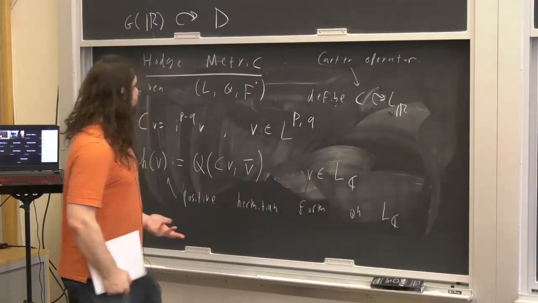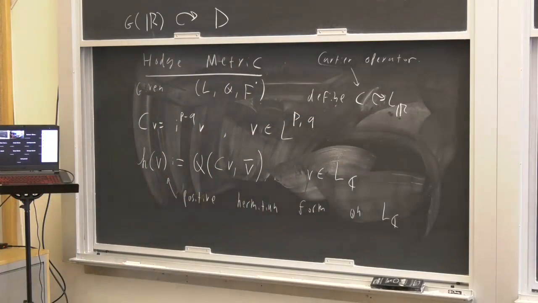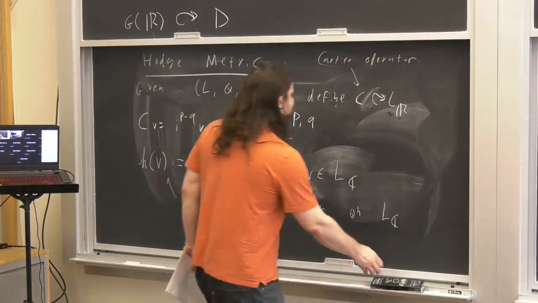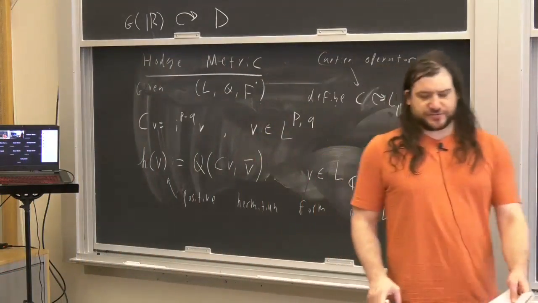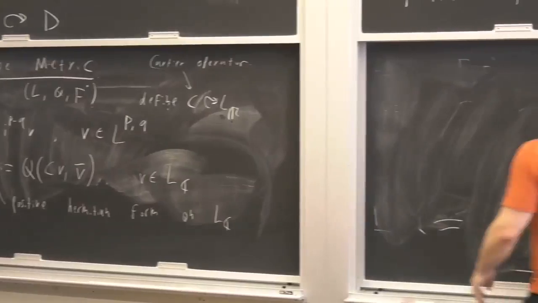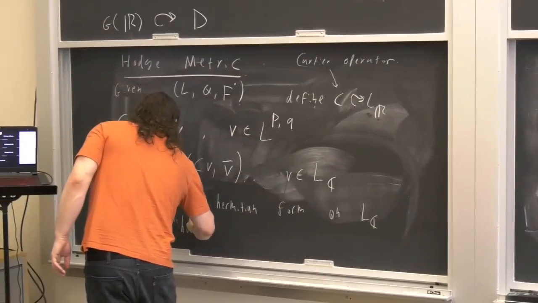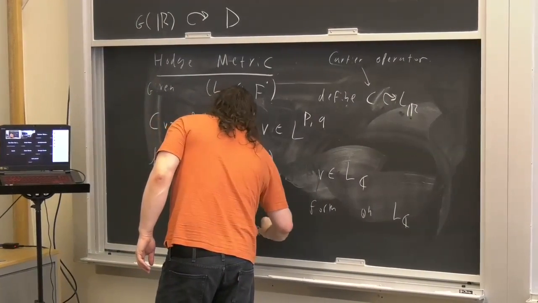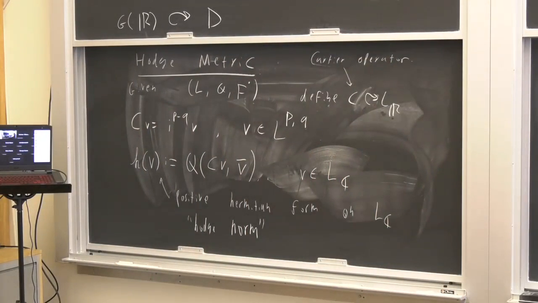And it gives you a positive quadratic form on L_R. On the real guy, it only takes real values. Okay, so this is some kind of form you can define. This is sometimes called the Hodge norm of V. This whole thing is called the Hodge metric or the Hodge norm. And it very much depends on the place where you are.